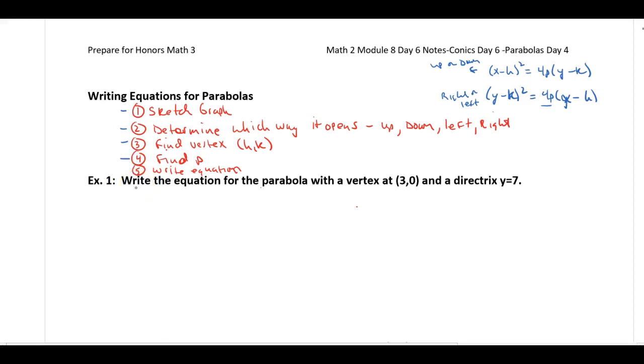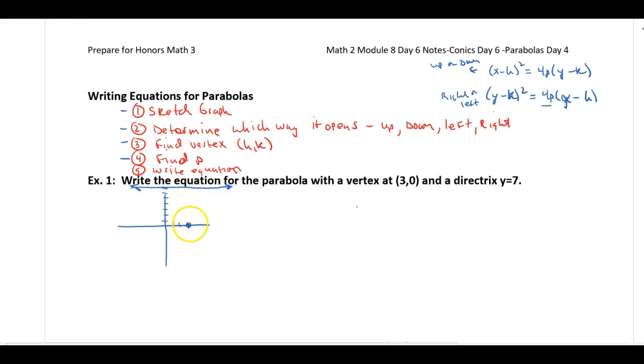So let's look at example 1 here. Write the equation for the parabola with a vertex at 3, 0. So right away I look, 3, 0 is my vertex, and has a directrix of y equals 7. Now remember, right, y equals 7 is a horizontal line, and it's going to be somewhere up here. Now it's pretty important to understand what this means.